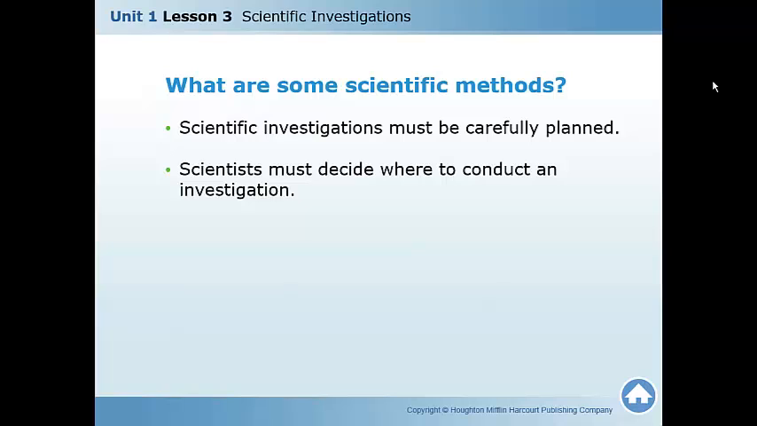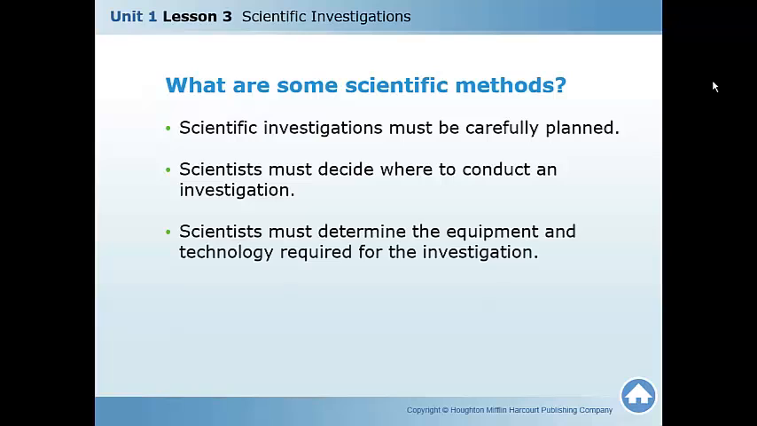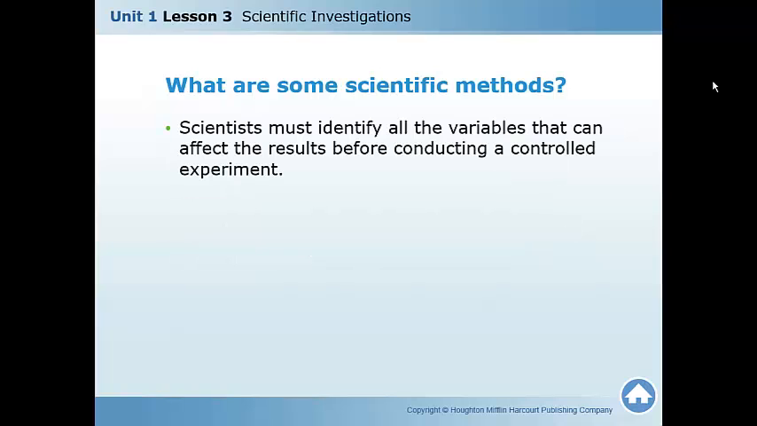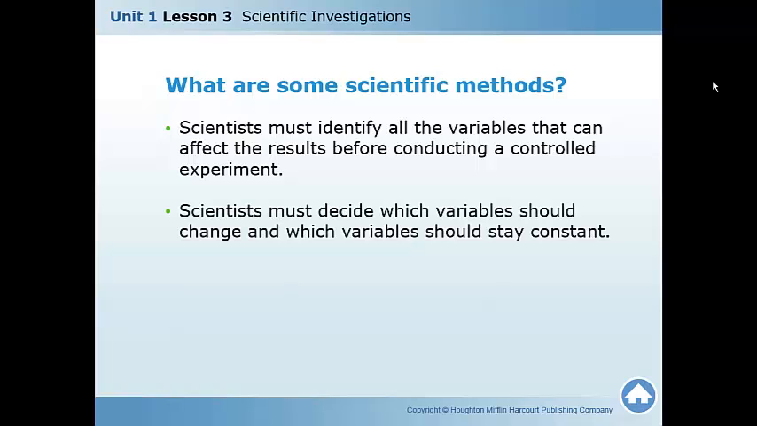You must decide where to conduct an investigation. You must decide the equipment and the technology that you'll need for your investigation. Scientists must identify all the variables that can affect the results before conducting an experiment, because they're going to need to control for those. And then scientists must decide which variables should change and which variables should stay constant. So remember, we talked about independent and dependent variables.